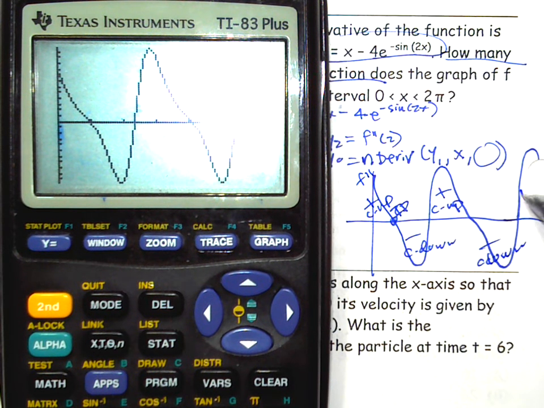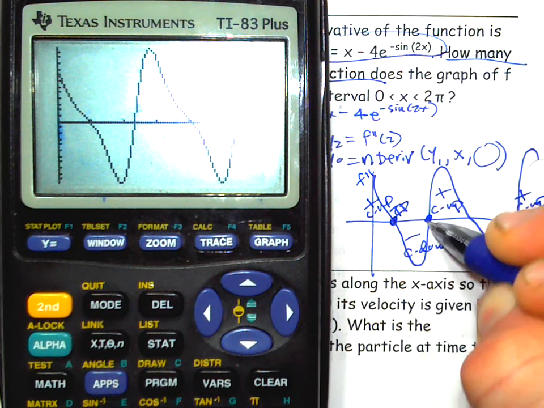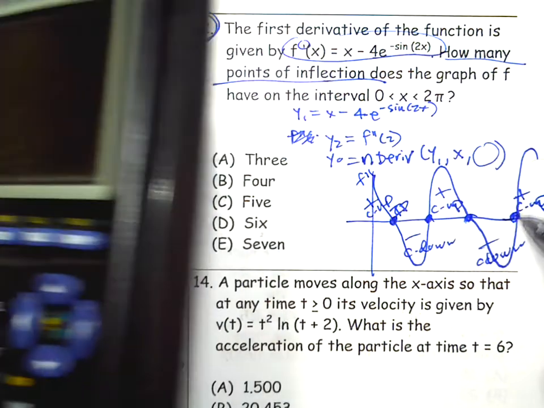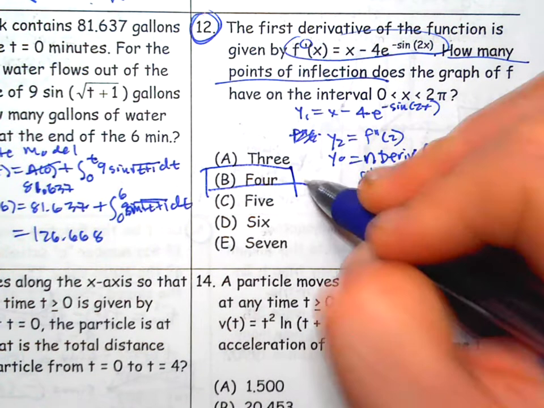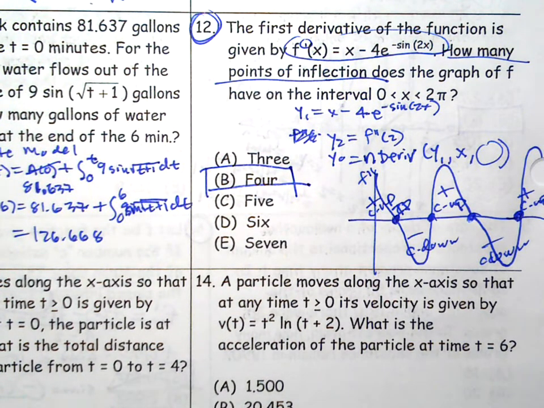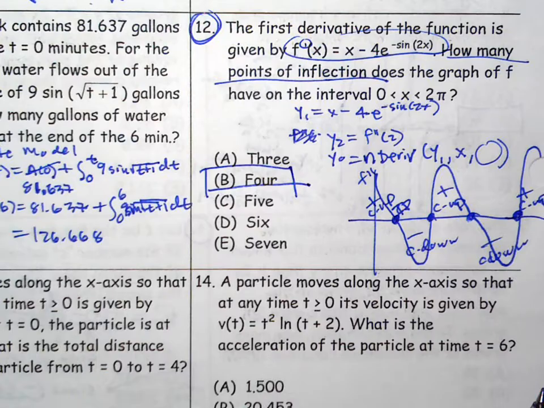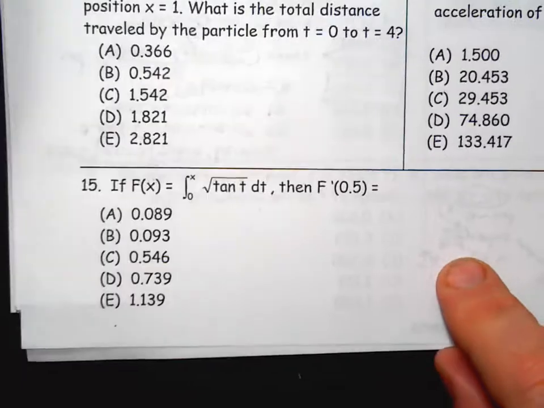And so inflection points are wherever the concavity changes sign. So here, here, here, and here. And all we were asked to do is identify how many, so we don't even have to solve. So it's a nice way of tricking your calculator to make it quicker.